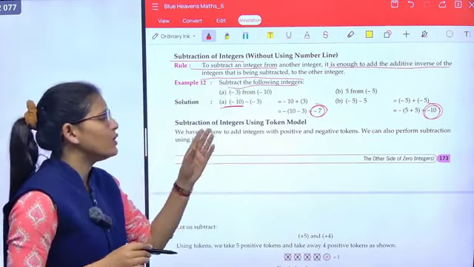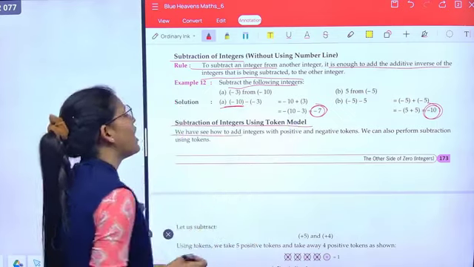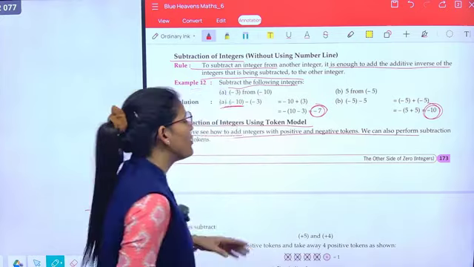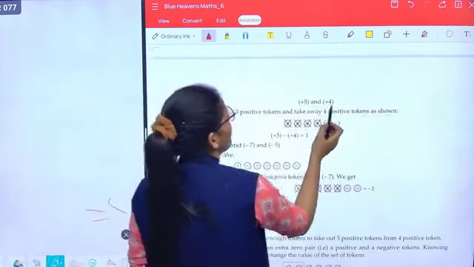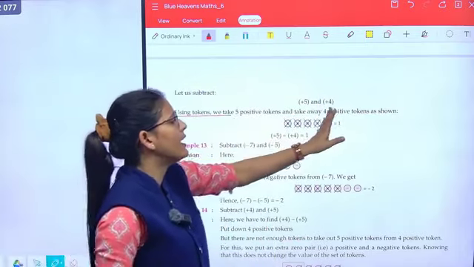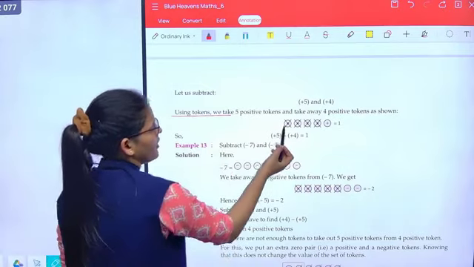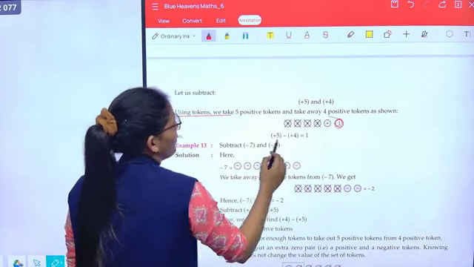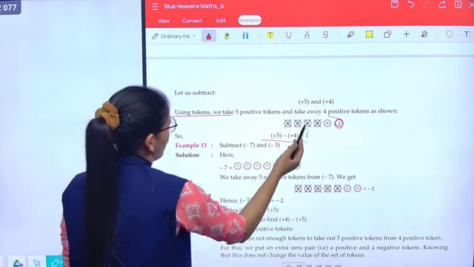Subtracting integers using the token model. Token model, class: we have seen how to add integers with positive and negative tokens. We can also perform subtraction using tokens. Let us subtract plus 4 from plus 5 using tokens. We take 5 positive tokens and take away 4 positive tokens as shown. 1, 2, 3, 4. That is, now plus 5 minus plus 4 is equal to 1.